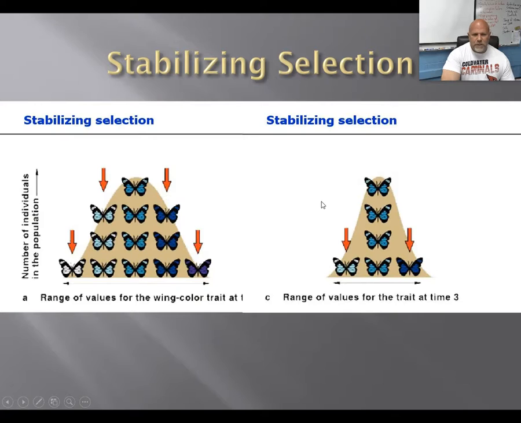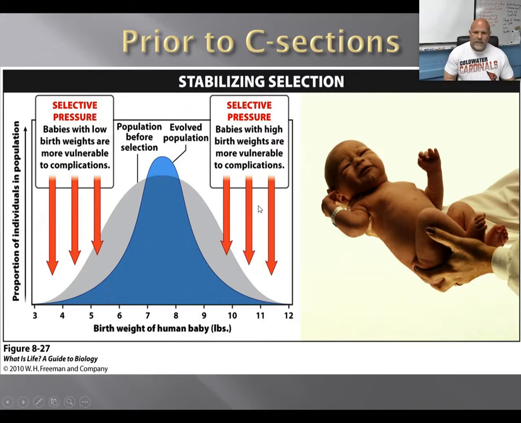Stabilizing selection is where the two extremes are selected against, and so you select for an average. An example of this was in humans prior to C-sections being a type of surgery we can do to help the survival of babies. There was a strong selection against really large size because it was difficult for mothers to give birth to large babies. And so the mom and the baby often died during pregnancy 100 years ago.